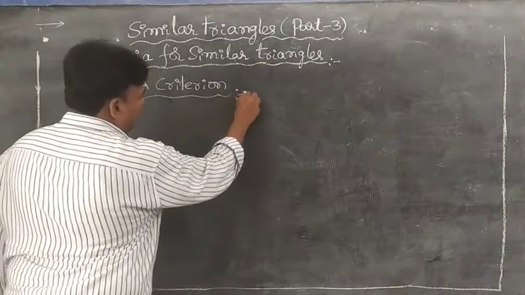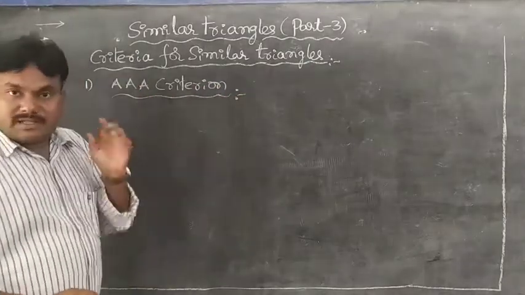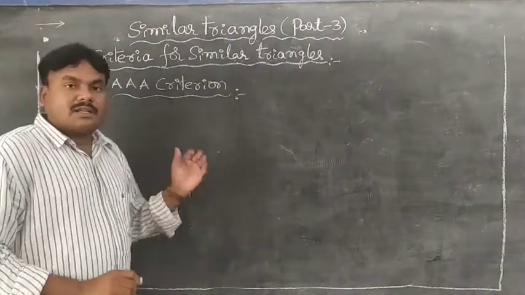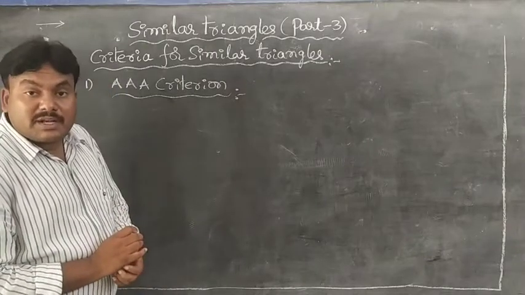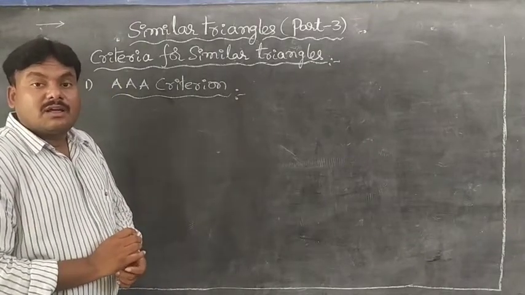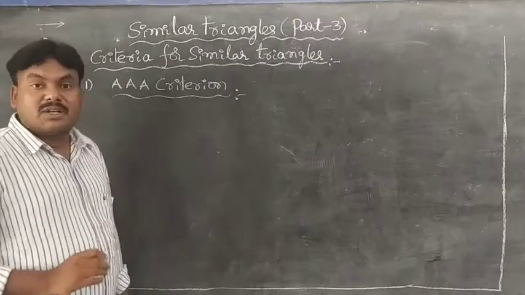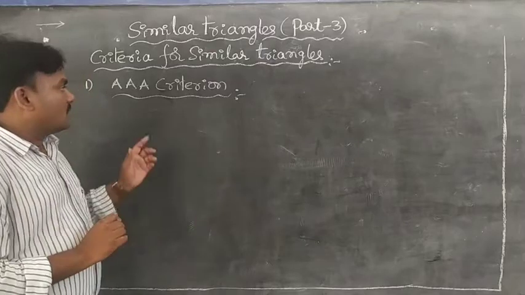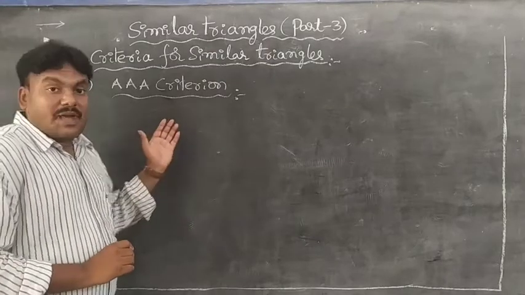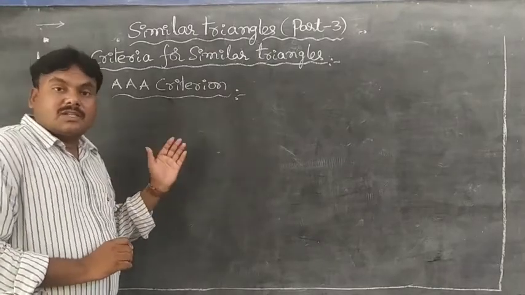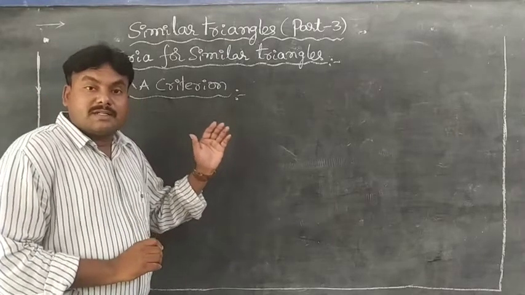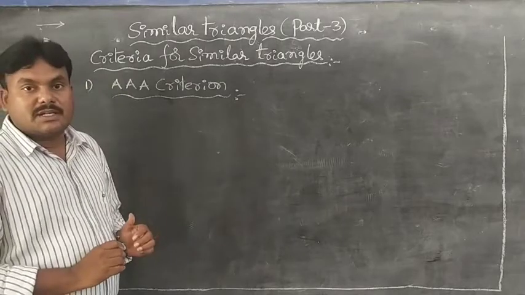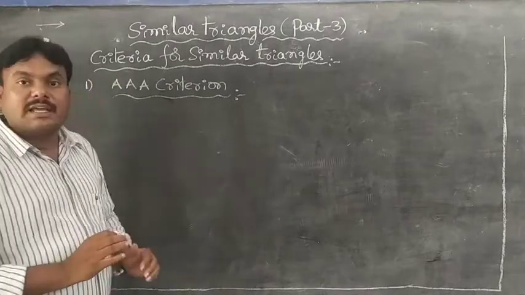Observe, students. In two triangles, if the angles are equal, then the corresponding sides are proportional and both triangles are similar to each other. That means simply, in two triangles, if the angles are equal and also the corresponding sides opposite the angles are proportional, then the two triangles are similar to each other. I will explain clearly by using diagrams.